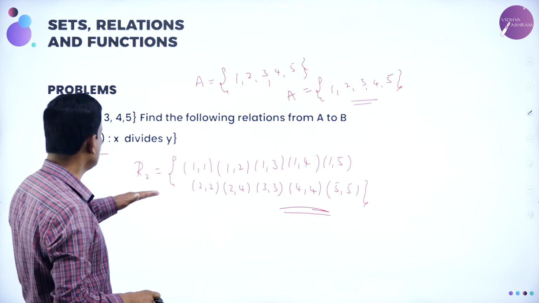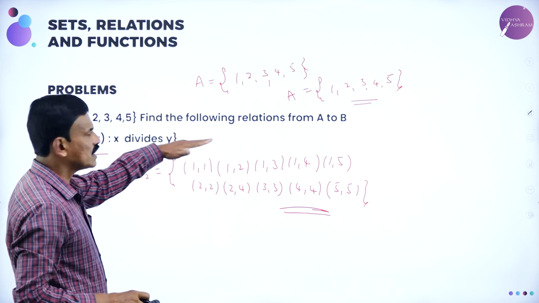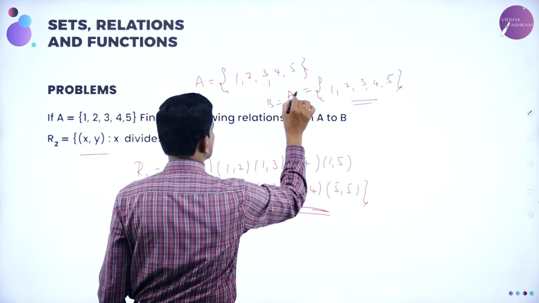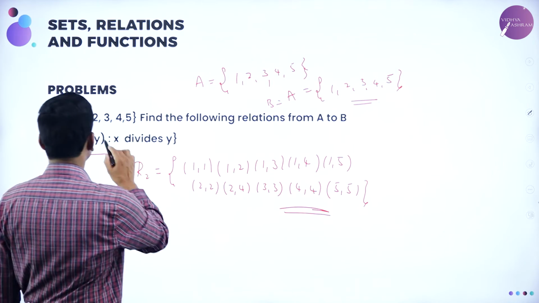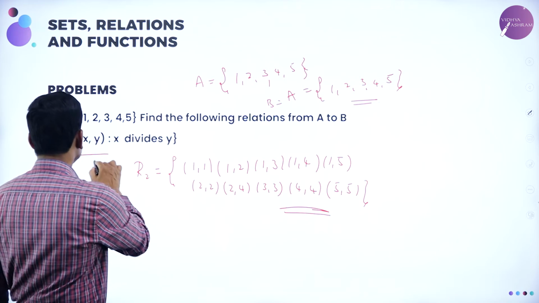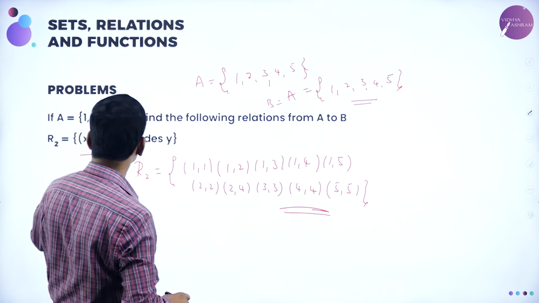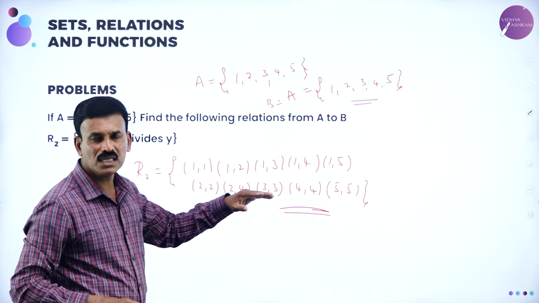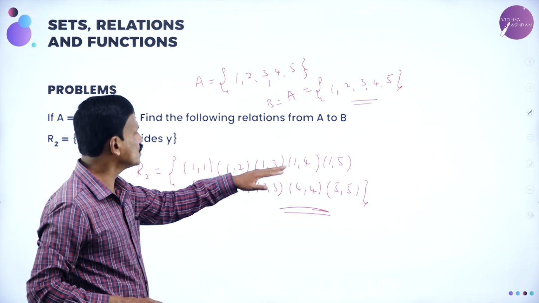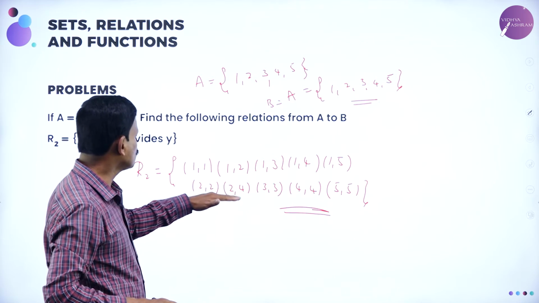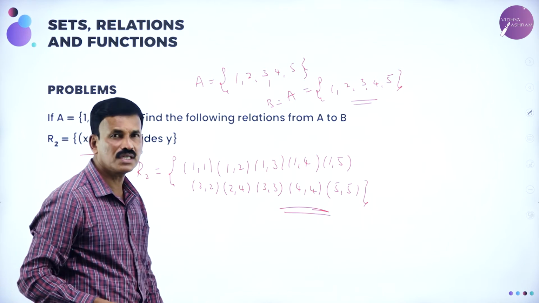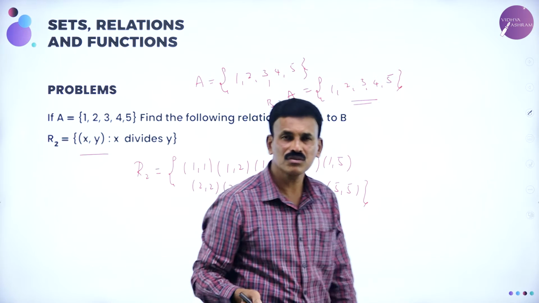What is the relation? The relation R2 is from A to B. If you consider this as B, A is 1, 2, 3, 4, 5 and B is also 1, 2, 3, 4, 5, or we can consider it as A itself. So R2 is (X, Y) such that X divides Y, that means Y is completely divisible by X, the second term is divisible by the first term. That gives (1,1), (1,2), (1,3), (1,4), (1,5), (2,2), (2,4), (3,3), (4,4) and (5,5). This is a subset of A cross B, or A cross A, and it is called the relation. Okay, that's it. Hope you followed.